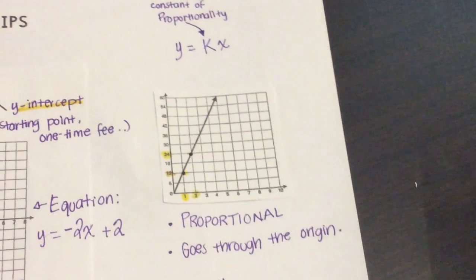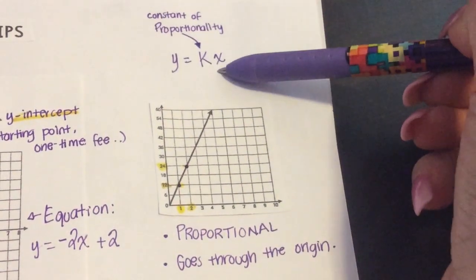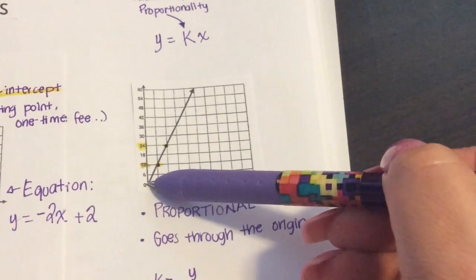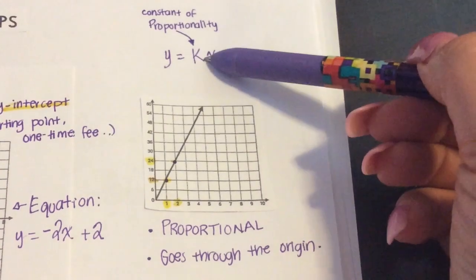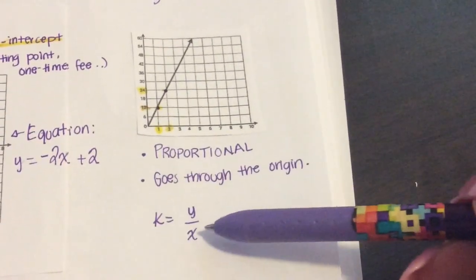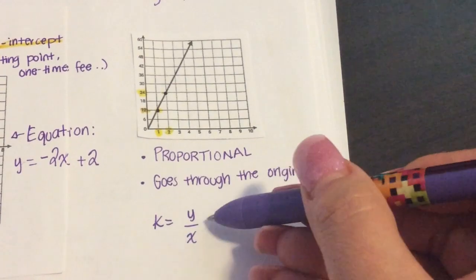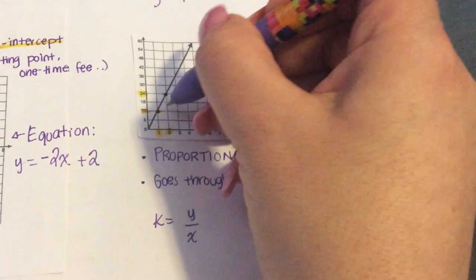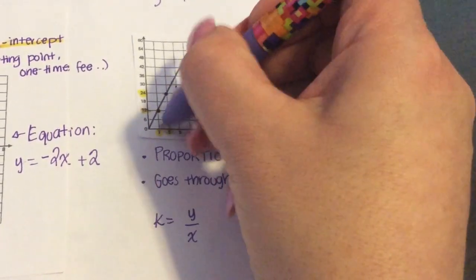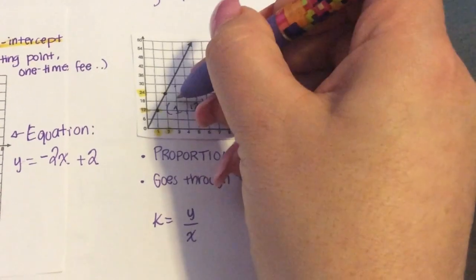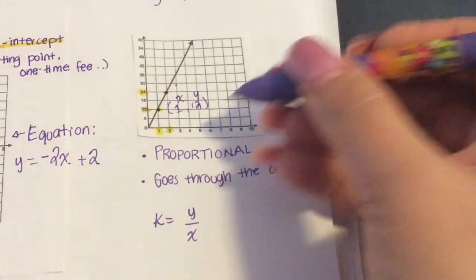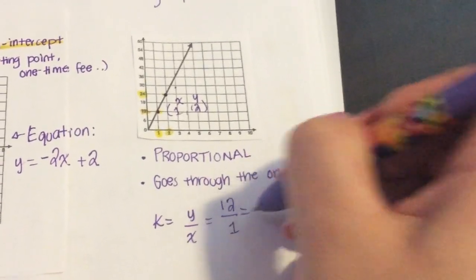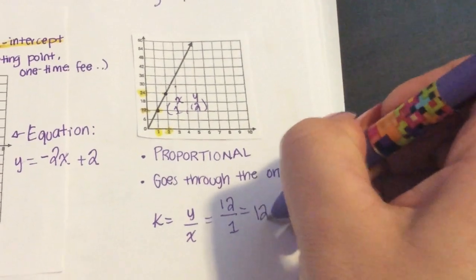If we move on to y equals kx, this graph is proportional because it goes through the origin. We have a constant of proportionality that we call k. In order to get k, we just need to divide the values of any ordered pair here. I can see an ordered pair here is 1, 12. So this is the x value and this is the y value. We divide 12 divided by 1, so k equals 12.